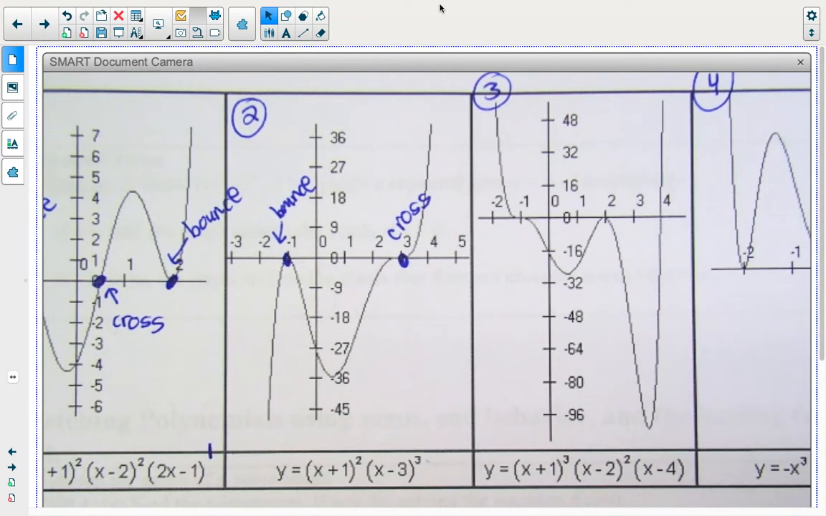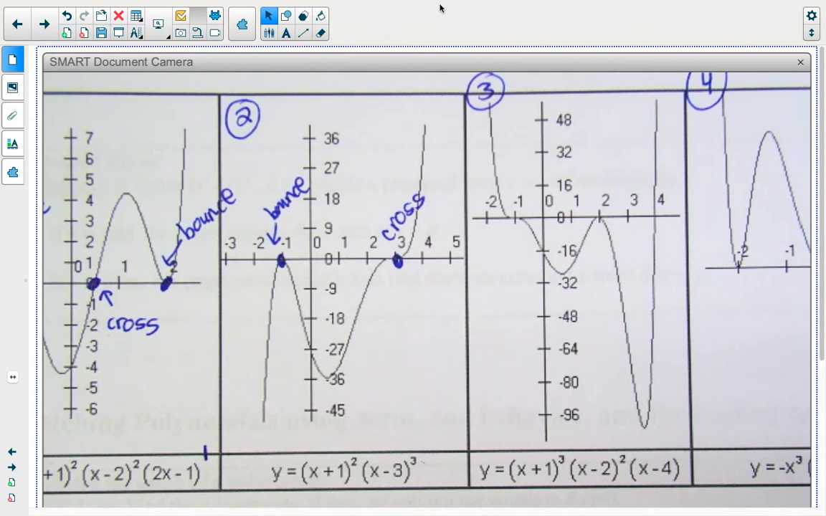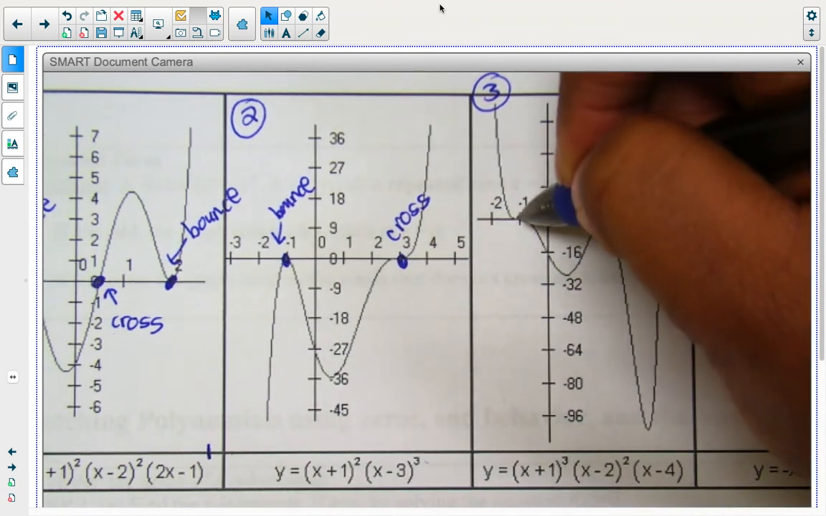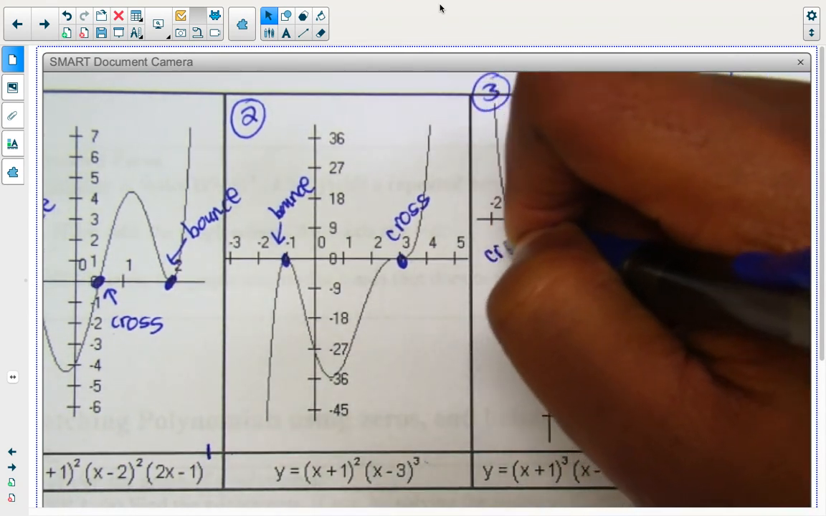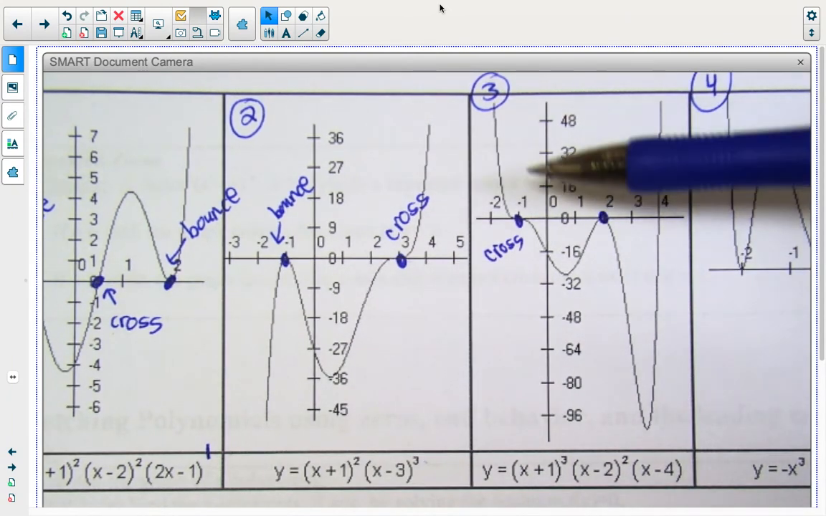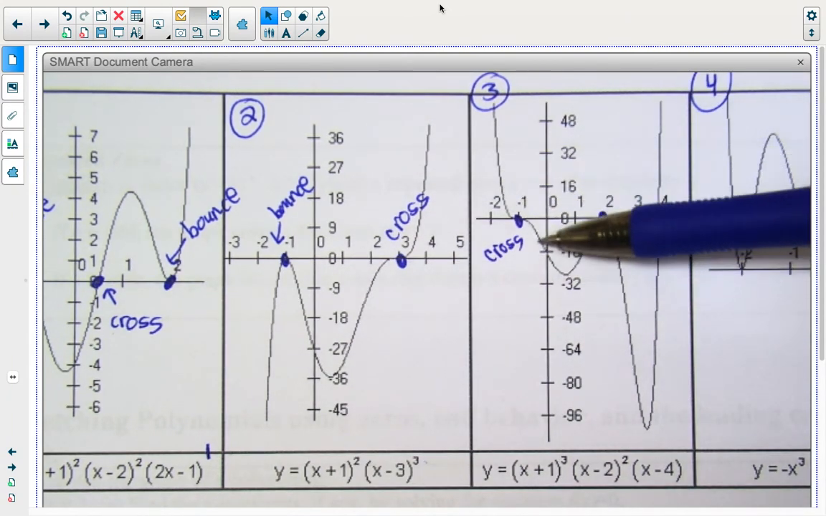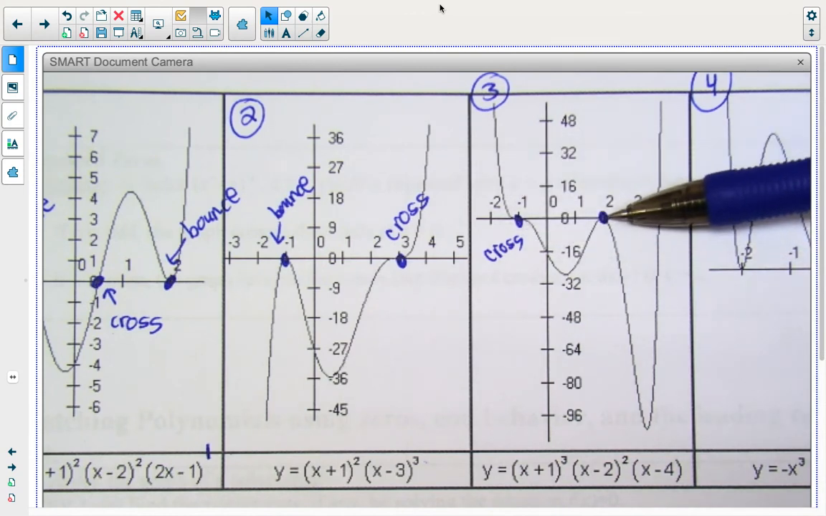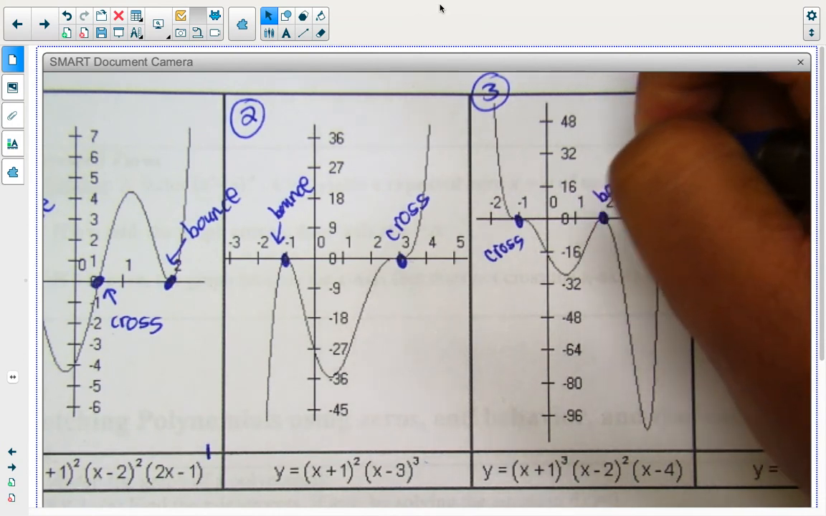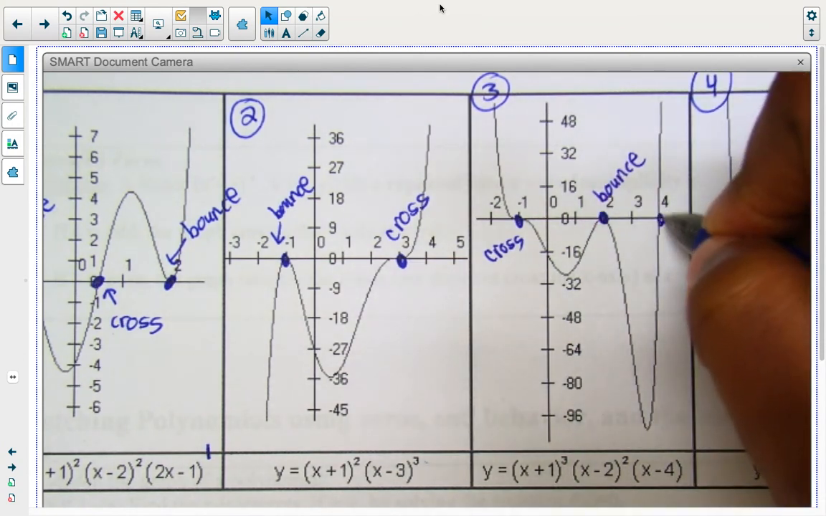And the last one I want to take a look at before we get into what you should be expected to know on your assignment today, let's label number 3 and see what's happening here. So if I look at number 3, I see a combination of some different things. I see that this root over here crosses. I see that this root here crosses. It goes right on, passes through the x-axis. This one only bounces. It touches the x-axis. So that's a bounce. And this one here crosses.